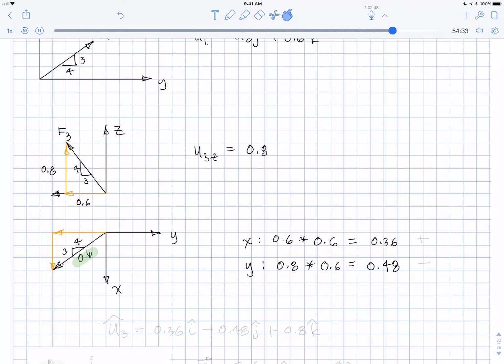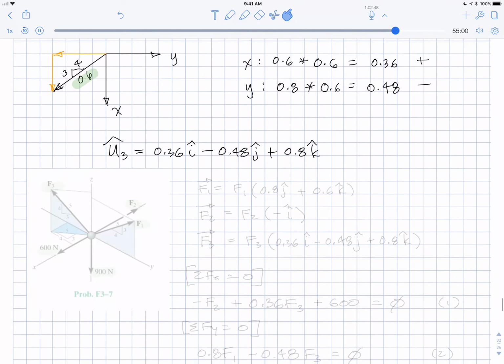We need to get the signs. The x is going in the positive x direction. The y is going in the negative y direction. And finally, the unit vector for force 3, U3, is 0.36 in the x minus 0.48 in the y plus 0.8 in the z.